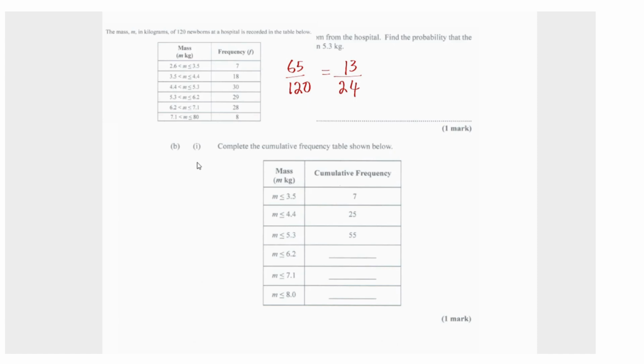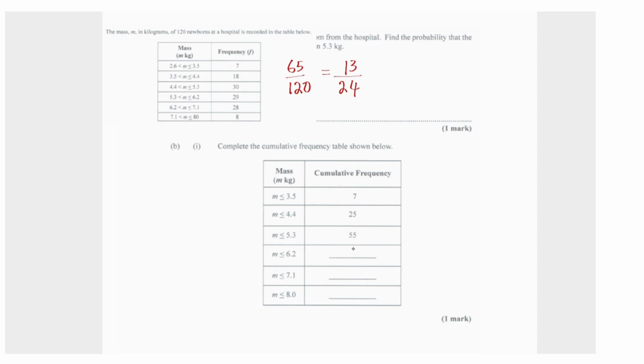So in part B, you are required to complete the cumulative frequency table as shown below here. So we need to reflect on the frequency table that was given. So here we have the frequency. To get the cumulative frequency, we need to add these up. So we have 7 plus 18 here, and we get 25. And this 25, we're going to add to 30, so we get 55. This value 55 needs to be added to 29, and that's 84.